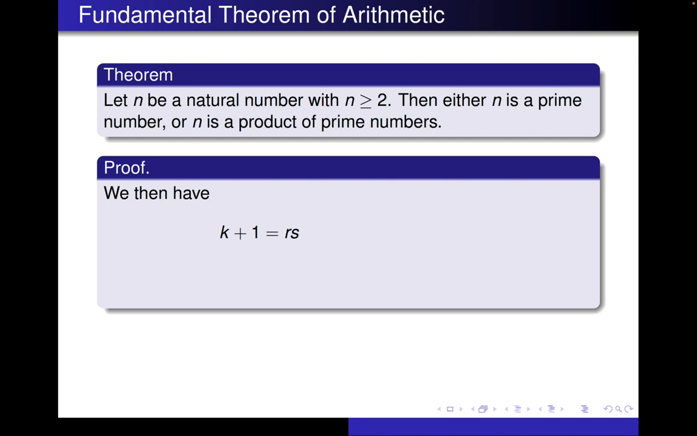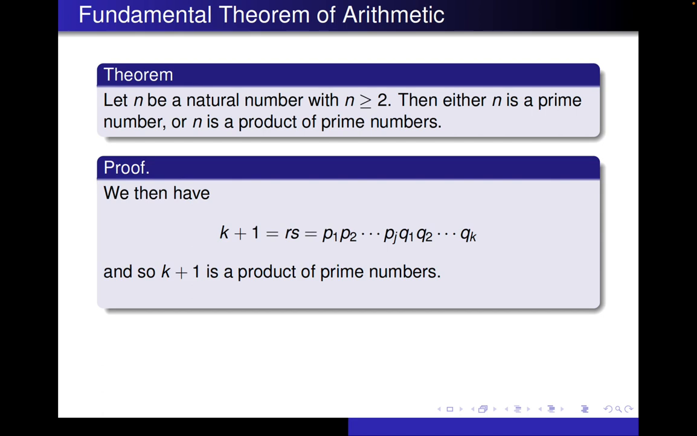We can substitute the prime factorizations of r and s in for r and s. So we get p1 times p2 all the way up to pj times q1 times q2 all the way up to qk. Since each of those pi's and qi's is a prime number, that is literally showing that k plus 1 is a product of prime numbers, and that actually completes the proof.